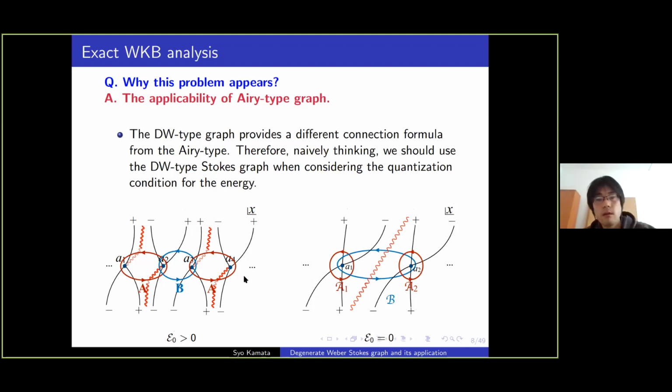So of course, if we arrive here, the connection formula is different from the ARA type Stokes graph. So naively thinking, we have to start with this type of Stokes graph, at least when solving the quantization condition, and it starts with order H bar. So roughly speaking, the assumption of this guy was violated.